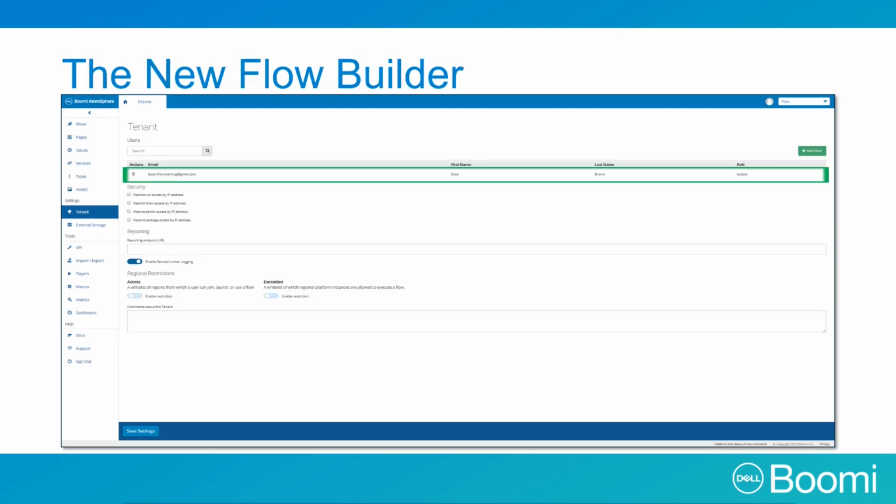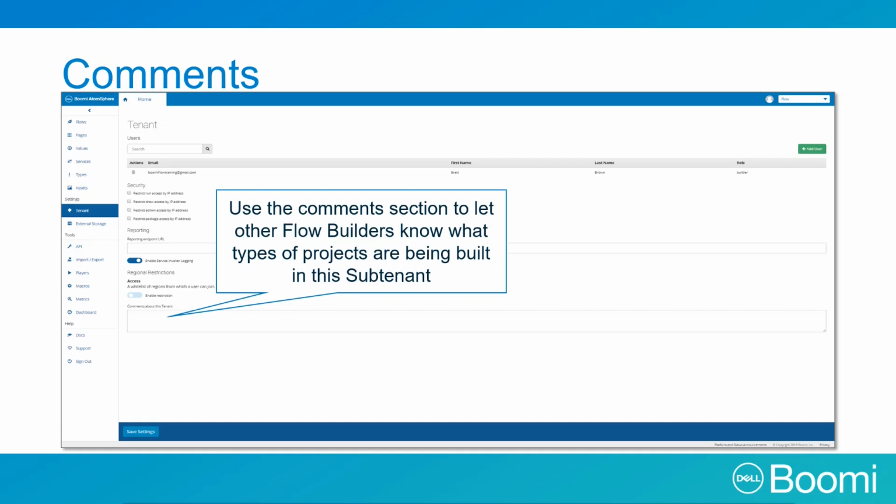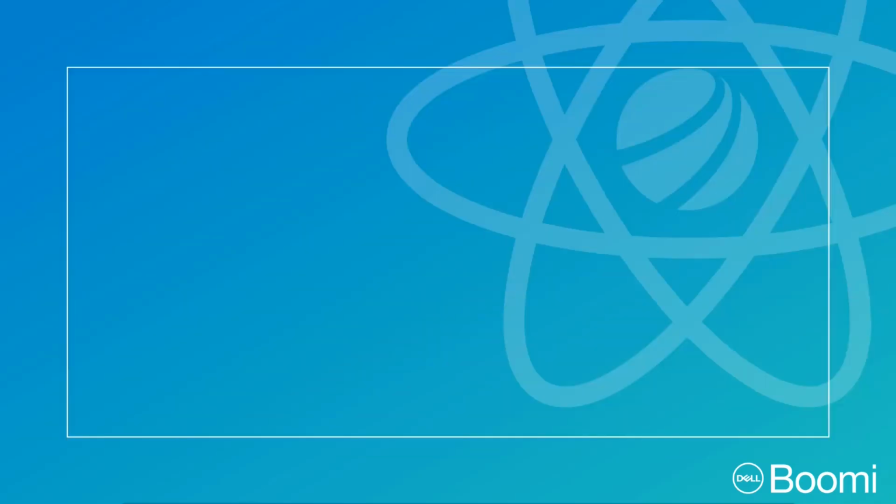The new flow builder or user information will then be shown below your own user information within the subtenant. The comments section of the subtenant can be used to inform flow builders of what types of projects will be built in this subtenant and any other important information that needs to be shared about the subtenant.